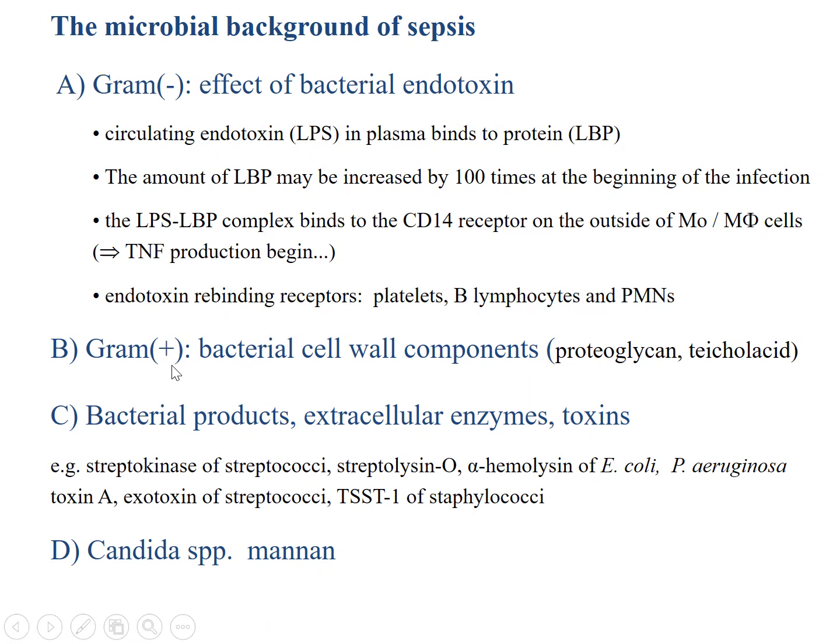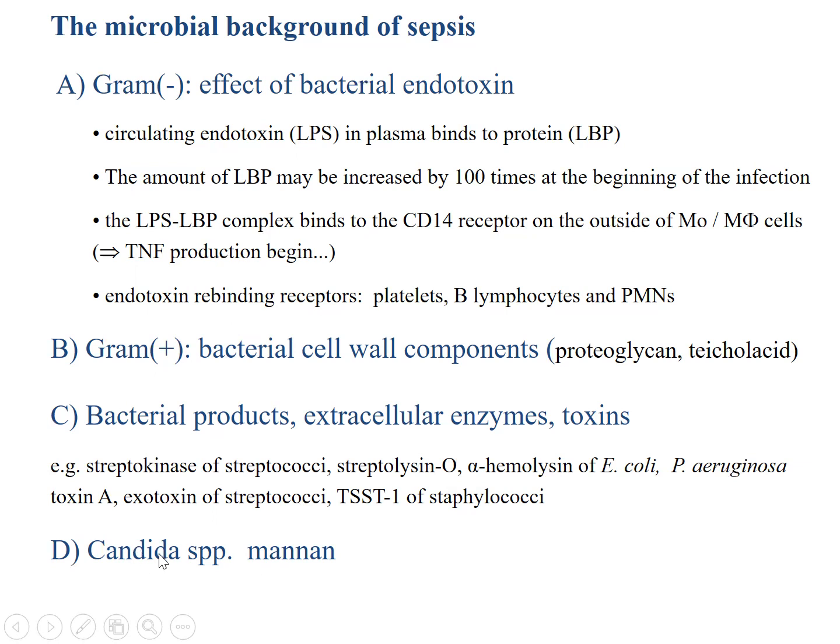And the other, the gram-positive bacteria, maybe you remember, here we can find in the bacterial cell wall the peptidoglycan layer, so it's a very special layer, and many of them also contain teichoic acid, which also can trigger this process. And many other bacterial products and extracellular enzymes and toxins, such as streptokinase of streptococci or streptolysin O, also of streptococci, or alpha-hemolysin of Escherichia coli, or for example, Pseudomonas aeruginosa toxin A, and many superantigenic type toxins produced by streptococci or staphylococci can trigger this process.